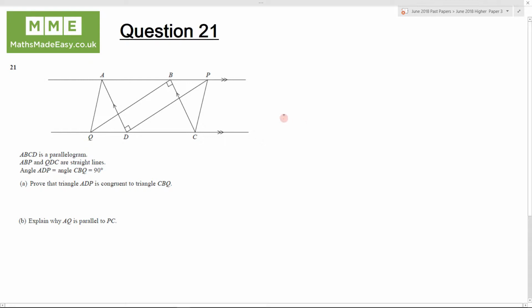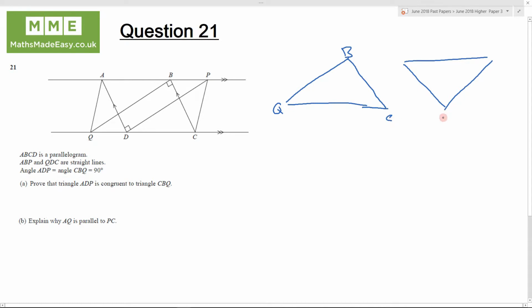So, to prove that they're congruent, we're going to have to try and find whether they obey any of the congruency rules. So for this triangle, we'll call that BQC, and we'll call that DAP. Okay, so this is the parallelogram that both of them form.